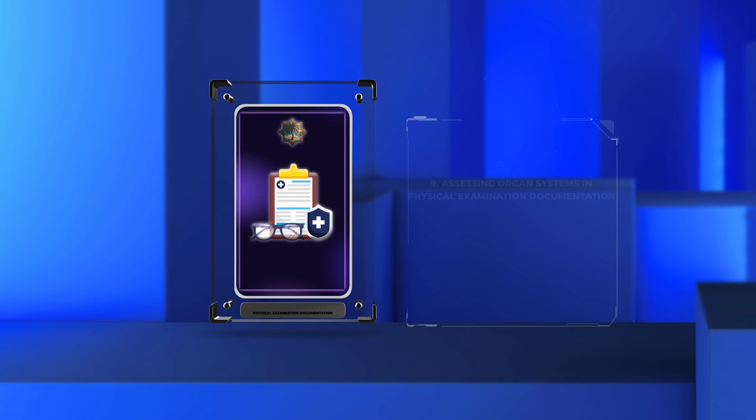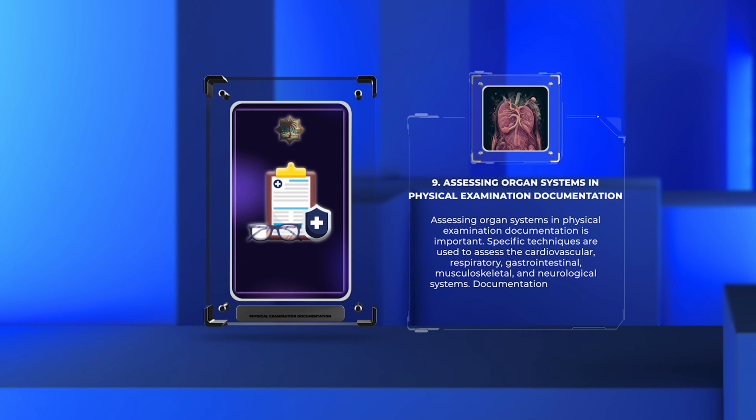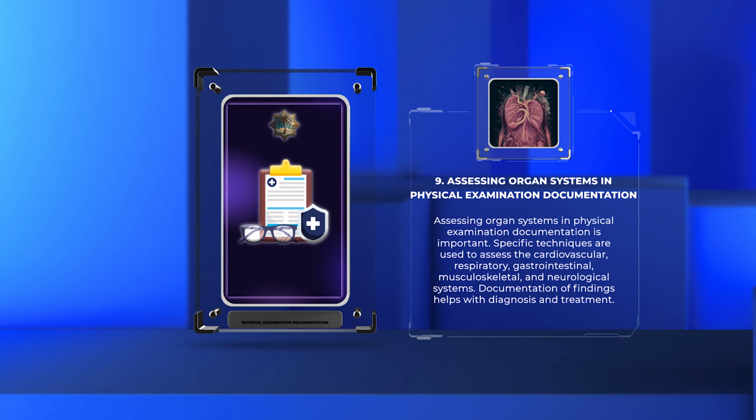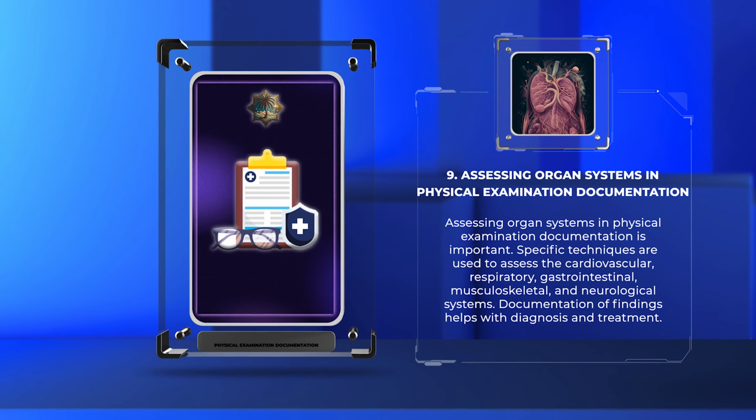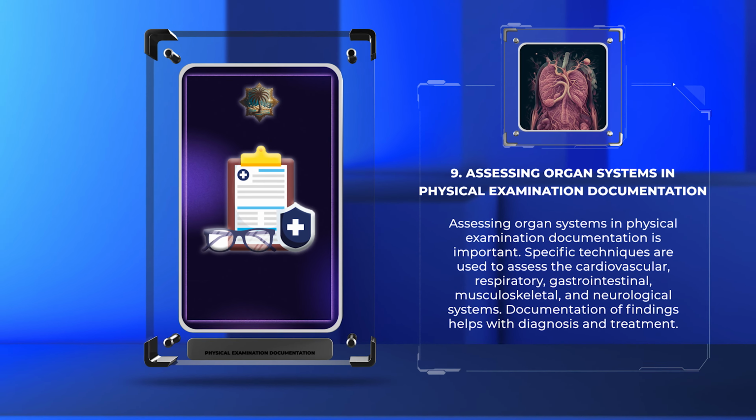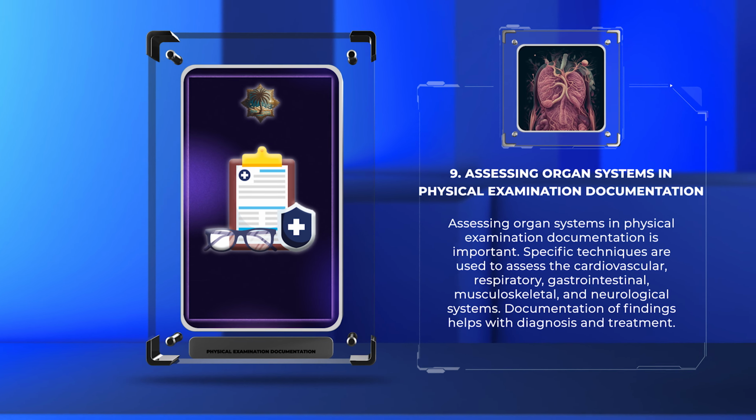Assessing organ systems in physical examination documentation is important. Specific techniques are used to assess the cardiovascular, respiratory, gastrointestinal, musculoskeletal, and neurological systems. Documentation of findings helps with diagnosis and treatment.